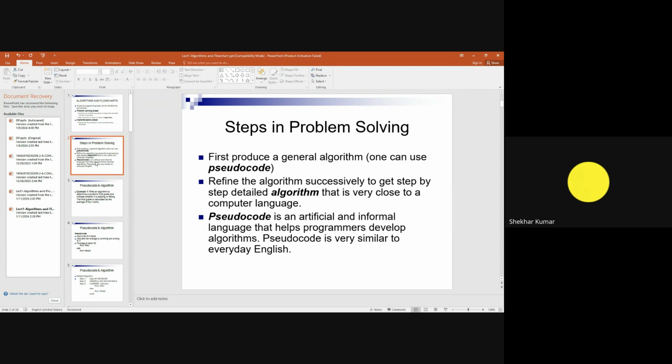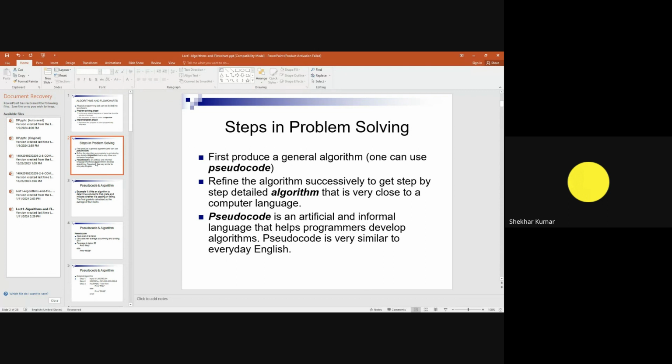After developing a pseudocode, you refine it successfully to get a step-by-step detailed algorithm. Now this is close to your computer language. Pseudocode is close to your everyday English-like language, and algorithm is close to your computer language.